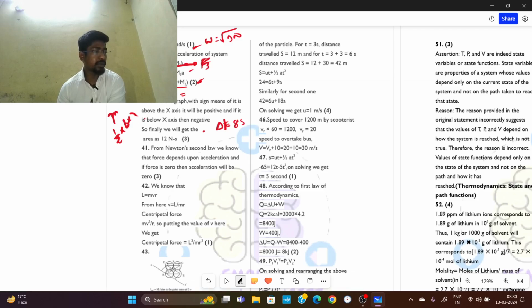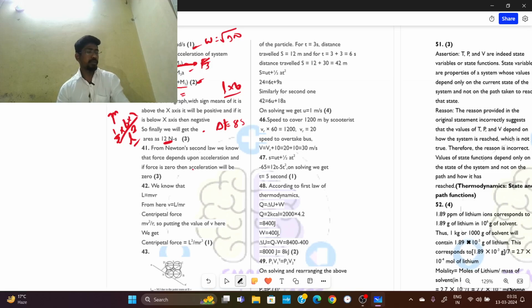The second one is a square, and we have to calculate the area by the formula L square. And the third one is the rectangle, so the formula to calculate the area is L into B. If you calculate all these three and add them, you will get the total change in momentum, that is equal to 12 Newton second.